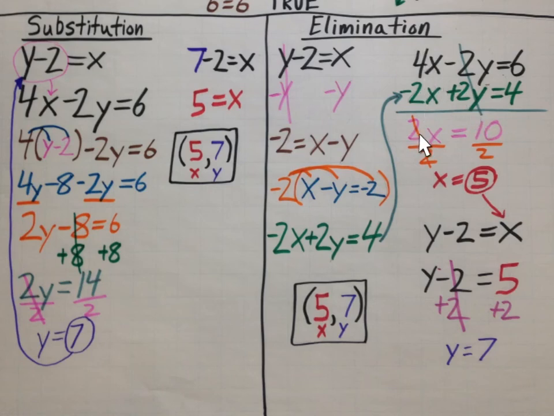So, when I add down, it cancels. When I add down, I get 2x. When I add down, I get 10. When I divide both sides by 2, I get 5. That should look familiar. X is 5. And then I take this answer and plug it into either of the originals. I chose this one. So see, I rewrote it right here. Stick the 5 in for x, because x is 5. So I took a 5 right there. Add the 2 over, y is 7. See how these answers agree?